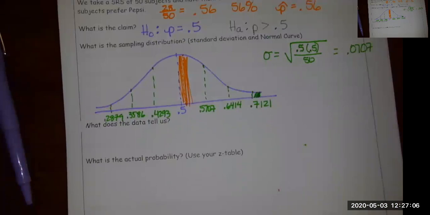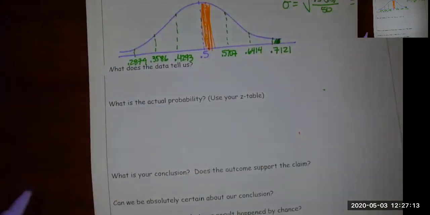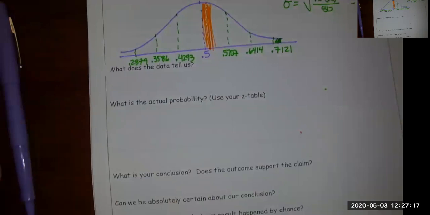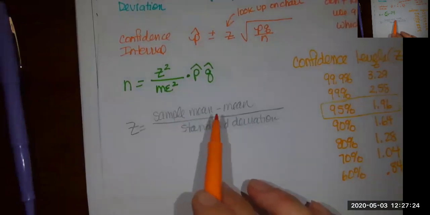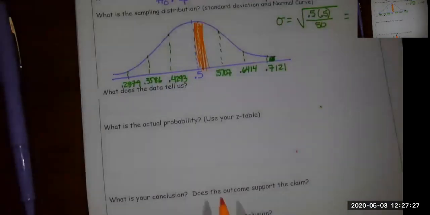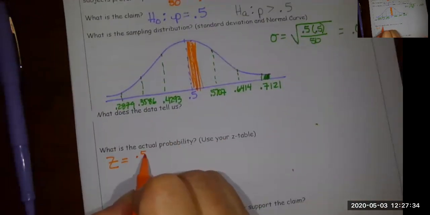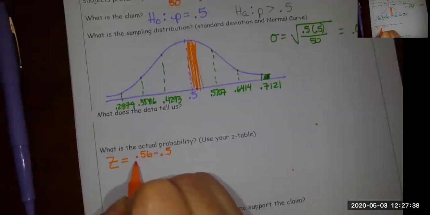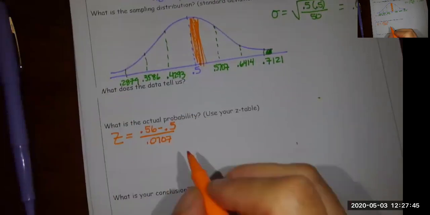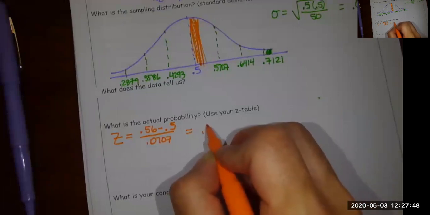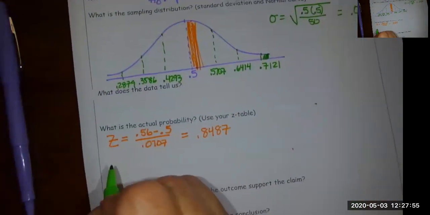So what does the data tell us? Well, we actually have to find the probability. So we're going to use our Z table. Okay, so let me write these down. I'm going to do the orange one in orange. If you remember, Z is the sample mean minus the mean, over the standard deviation. So my orange Z is going to be 0.56 minus 0.5 all over 0.0707, and if you type it in, that is 0.8487.